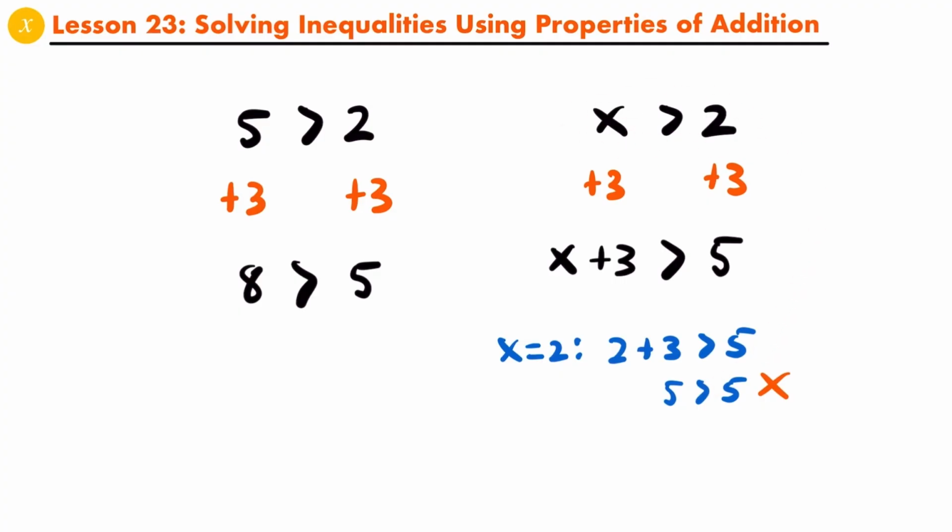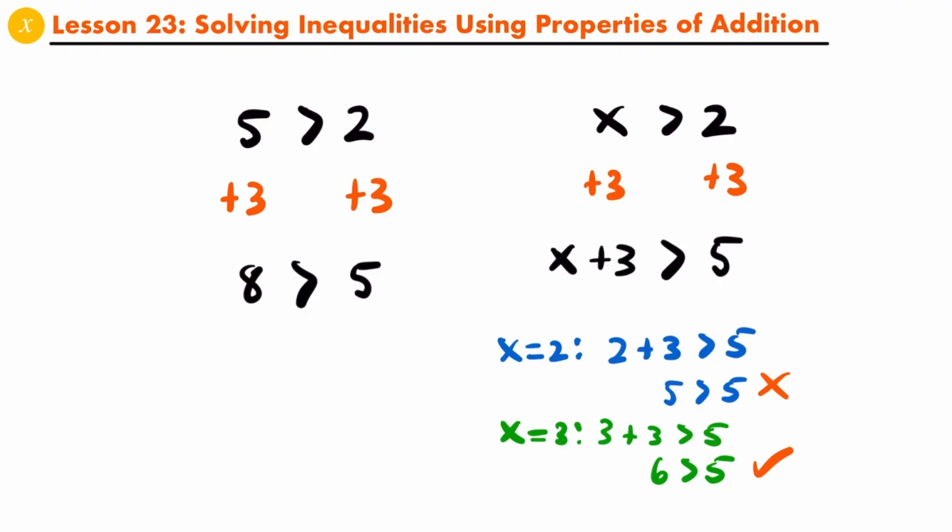But now watch what happens if we use a number bigger than 2. For example, what if we let x equal 3? Then plugging 3 in for x here, we'll have 3 plus 3 is greater than 5, and 3 plus 3 is 6, so we have 6 is greater than 5, which is a true statement. 6 is a bigger number than 5. Alright, so when x equals 3, this inequality is true, just like it would have been originally in this form of x greater than 2. If x is 3, then 3 is greater than 2.